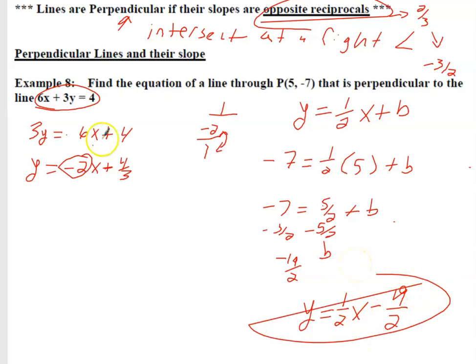Again, the hardest part here is to figure out what our slope was and realize that the slope of the line that we are creating is going to be the opposite reciprocal. So at this point, you can stop the video, go back and watch it if you need to. Please take note of these last two examples of parallel and perpendicular, and then you can move on to the last video for this lesson.